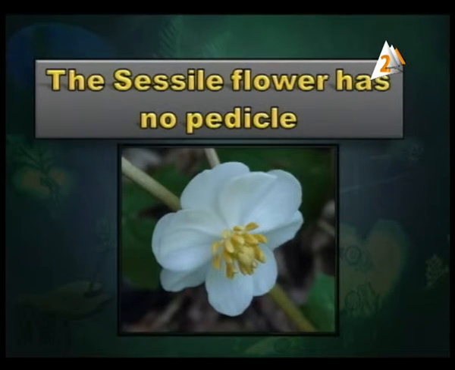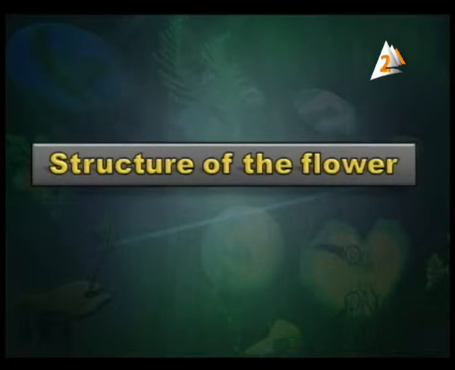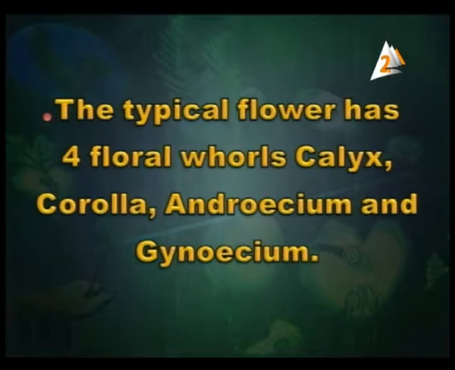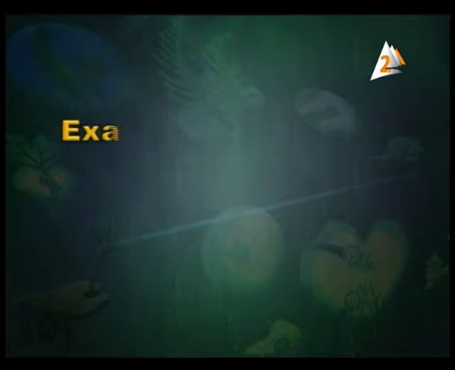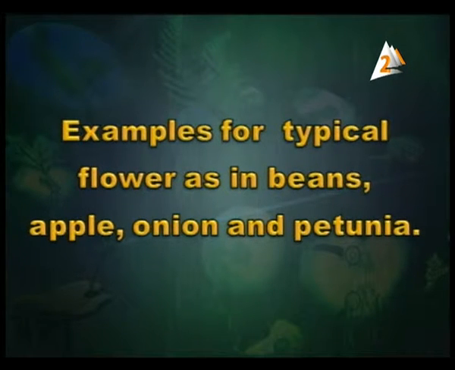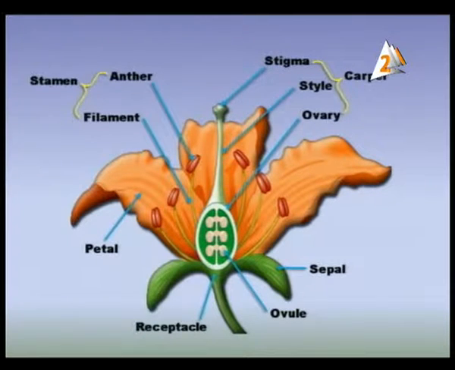After knowing the types of flowers and how they are classified, we are going to study the structure of the flower. The structure here is called the typical structure, that means an identical structure that may be found in most flowers. This typical flower has four floral whorls. The first is called calyx, the second corolla, the third androecium, and the fourth gynoecium. Examples of typical flowers are the bean flower, apple flower, onion, and petunia flower. All of these flowers contain all of these whorls: the calyx, corolla, androecium, and gynoecium.